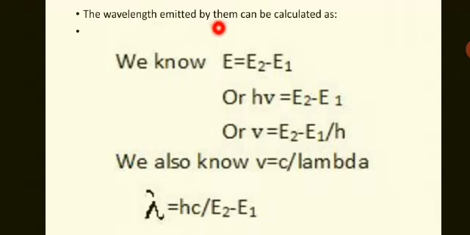The wavelength emitted by them can be calculated as follows. We know that the energy lost or gained by an electron moving from one shell to another is given by E2 minus E1, but E is equal to h nu. So nu is equal to E2 minus E1 upon h. We also know that nu is equal to c upon lambda. So lambda can be written as hc upon E2 minus E1.